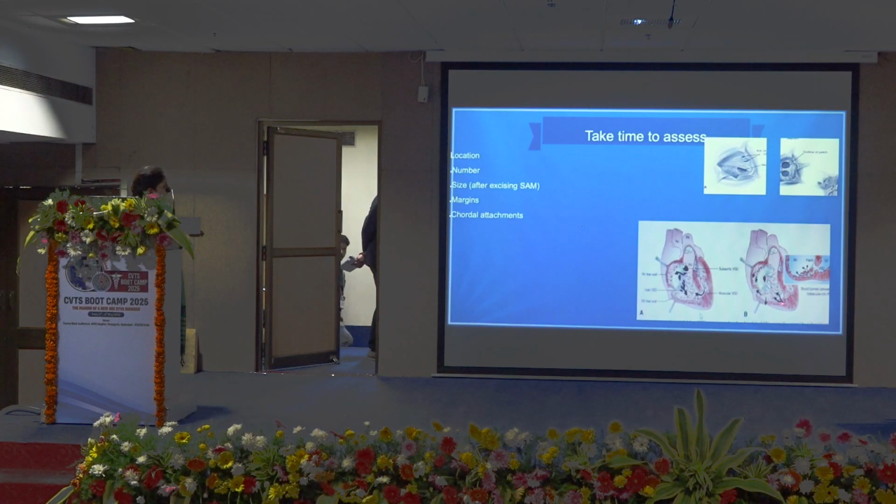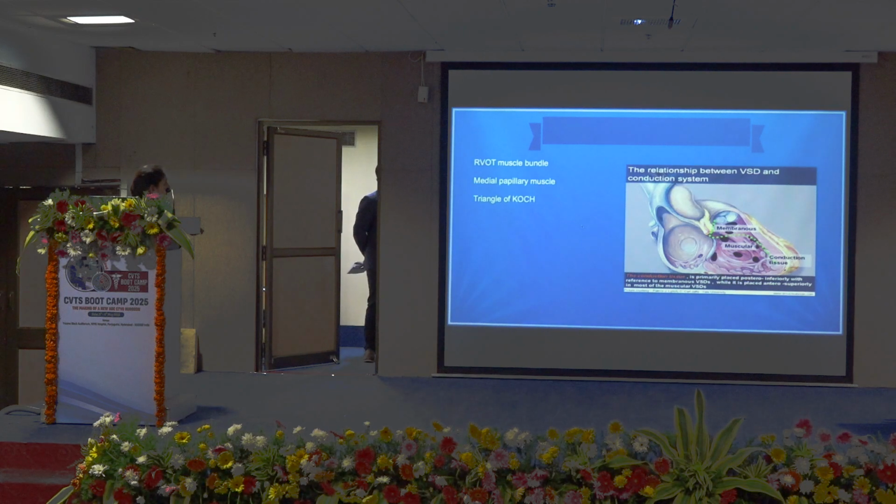Here is an apical muscular VSD, which also has some course through it, and having an intramuscular VSD is a complication after VSD closure. And if you have caudal attachments which are hindering the visualization of the VSD, then consider detaching the septal leaflet of the tricuspid valve.